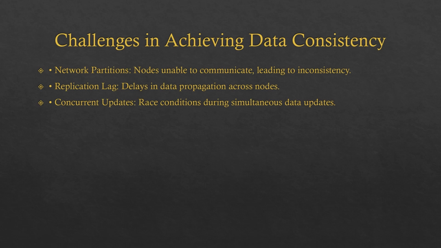Achieving consistency in distributed systems is not without its challenges. Network partitions can cause nodes to lose connectivity, leading to data inconsistencies. Replication lag refers to the delay between updating a primary node and the time it takes for that change to propagate to replicas. Additionally, concurrent updates can lead to race conditions where simultaneous data updates may conflict with each other.